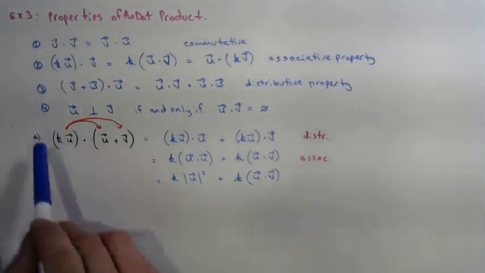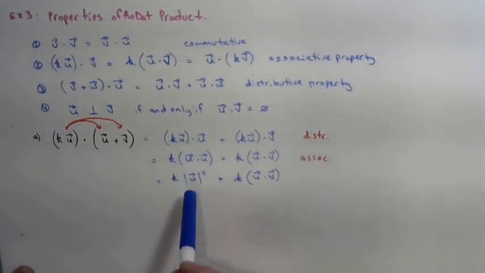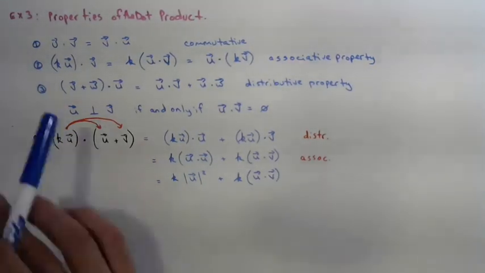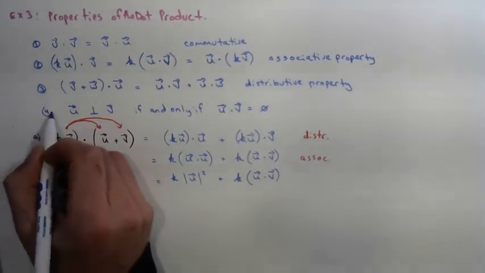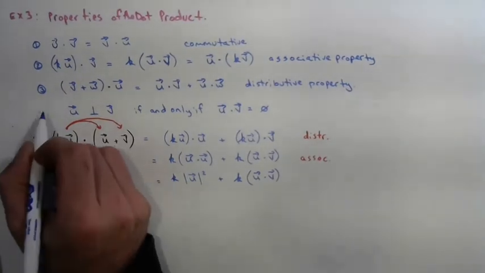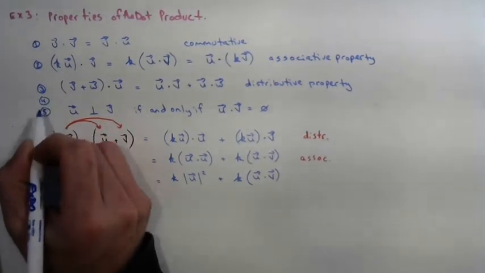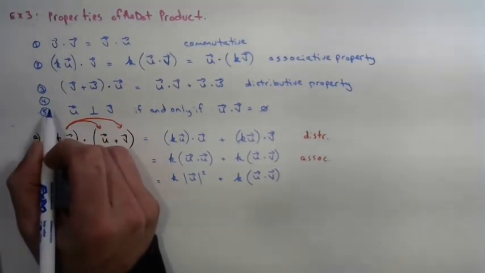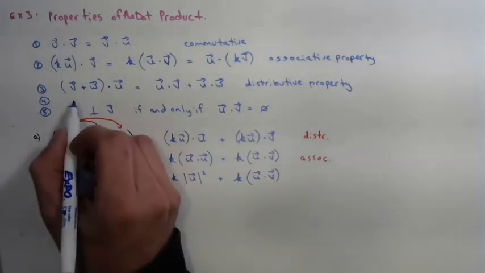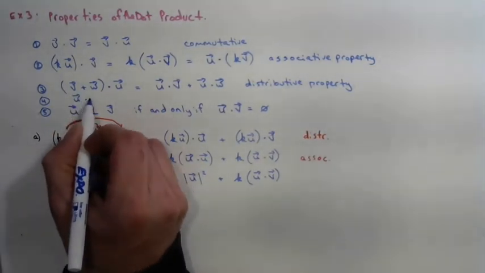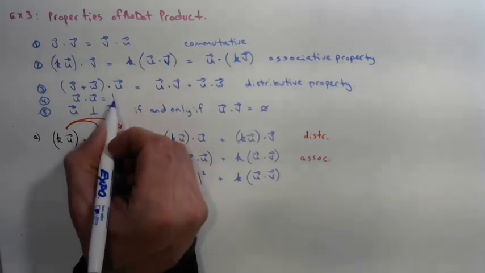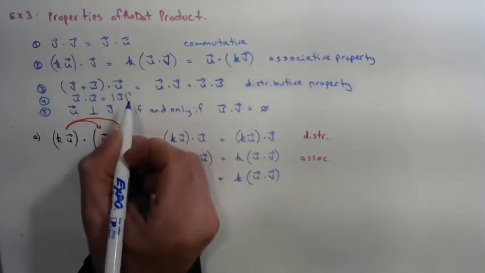I guess we could have put this as a property, this thing that I just did. That should probably be a property in our list somewhere. So I don't know if you have room underneath. I'm going to pretend like I have room right here. And I'm just going to say that u dot u equals, right, the magnitude of u squared.